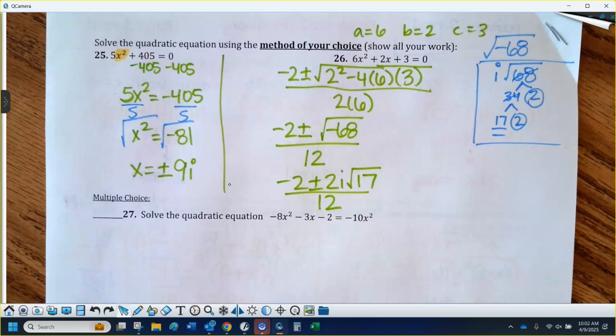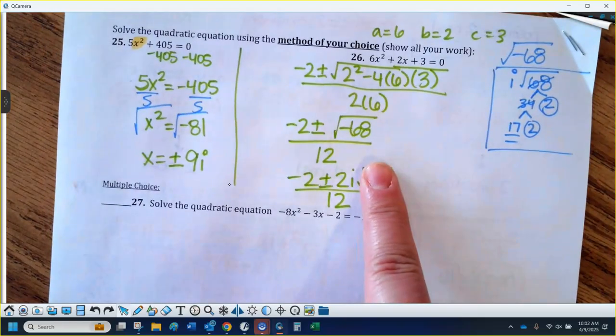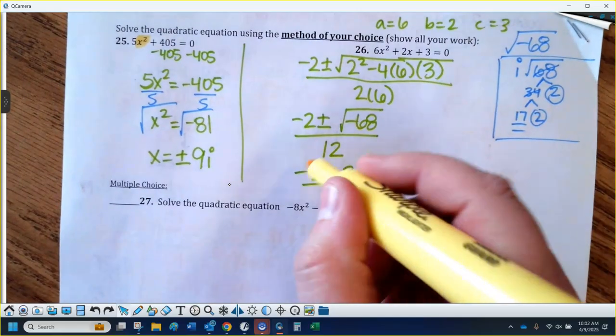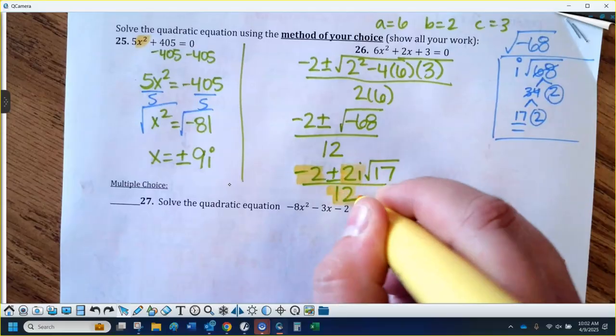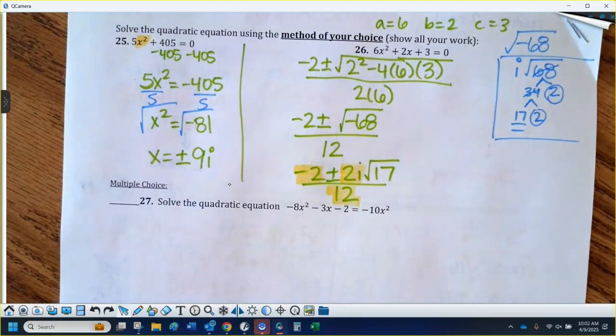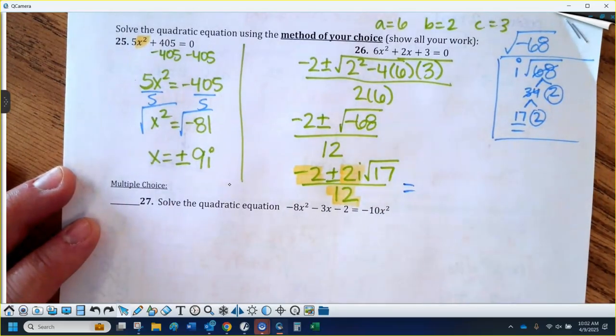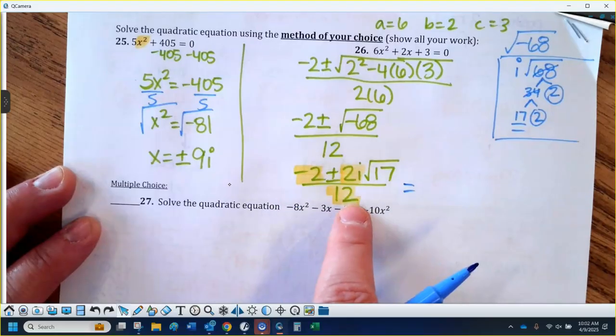Now, I'm not trying to be mean or anything, but this actually can further be simplified in this particular question. Do not touch the radical. Don't even look at that 17. It shouldn't probably be a problem here. I've got negative 2, I've got 2i, and I've got 12. If they're all divisible by something, and those are all divisible by 2, you can actually reduce that. So I'm just going to divide each one of those 3 numbers I highlighted by 2.